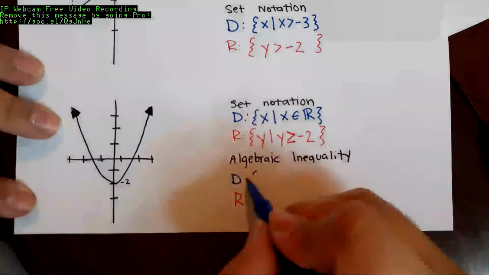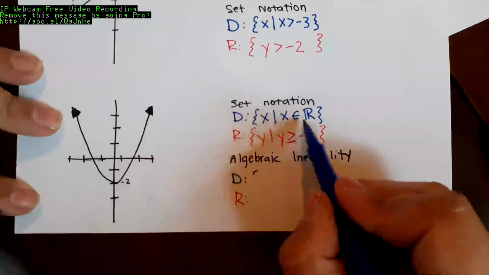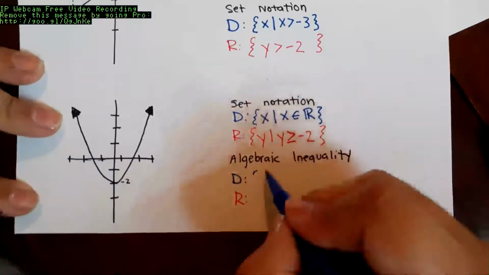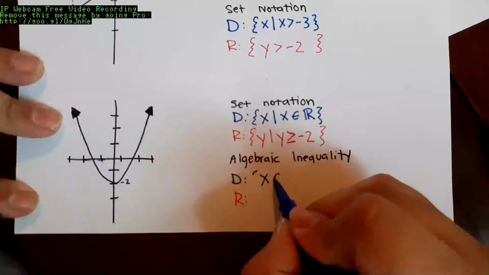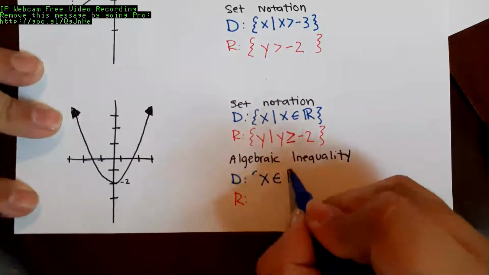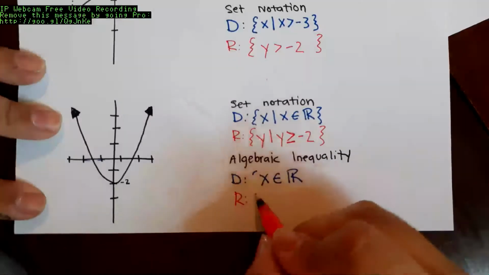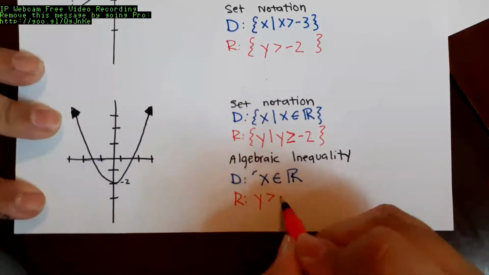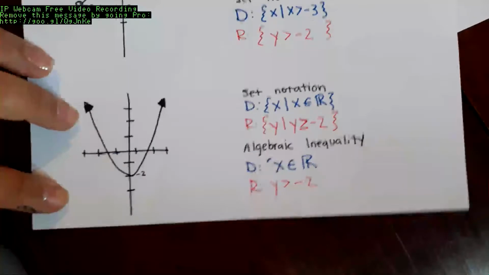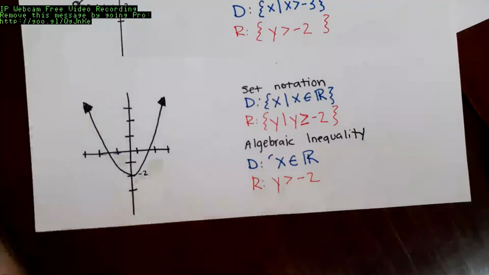So for my algebraic inequality, I'm just going to go ahead and steal what's in here. And I'm going to say x belongs to all real numbers. And for my range, y is greater than or equal to -2. So go ahead and see what you think. Let us know if you have any questions at all.